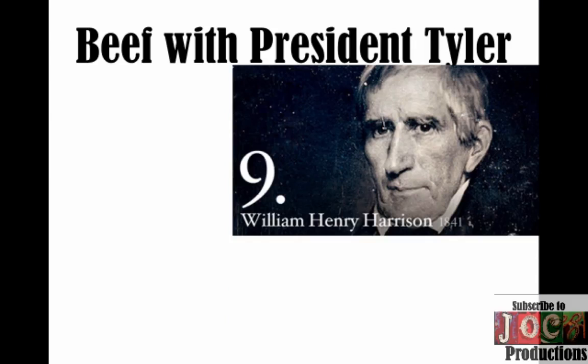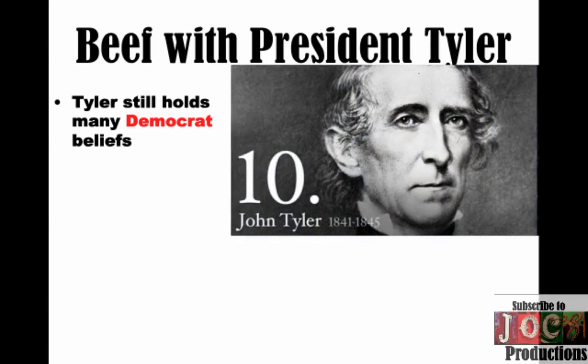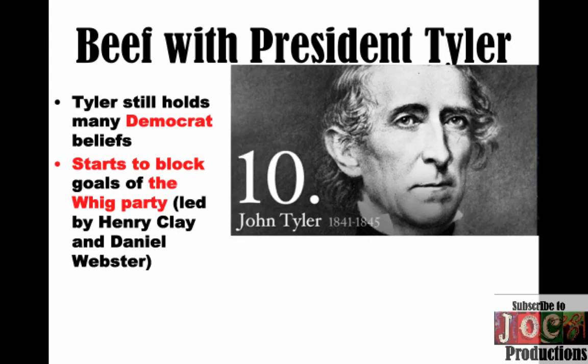Now the problem is, William Henry Harrison is now dead. The first president to die while in office, 1841, and the Whig Party starts having beef with the new president, John Tyler. So the vice president becomes president, but he holds many Democrat beliefs. He's a Jacksonian at heart, states' rights kind of guy. And he starts causing all sorts of problems for the Whig Party because he blocks some of their goals. For example, he vetoes a bill to re-up the national bank. He puts a bill in place to end the independent treasury system. And the Whig Party, especially people like Henry Clay and Daniel Webster, are all angry.